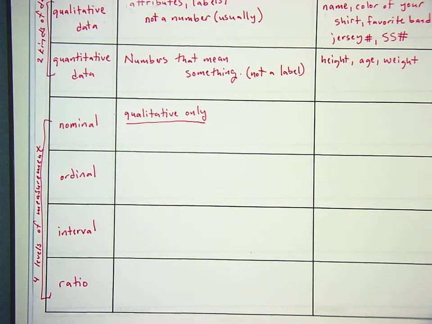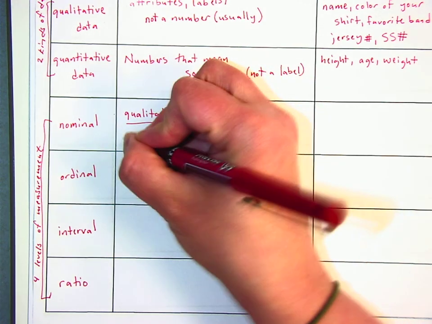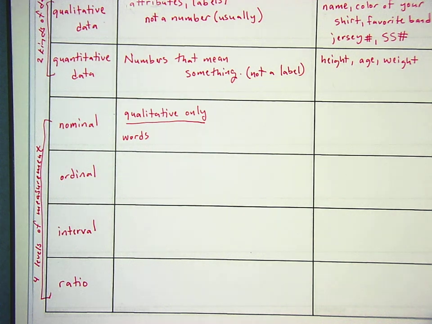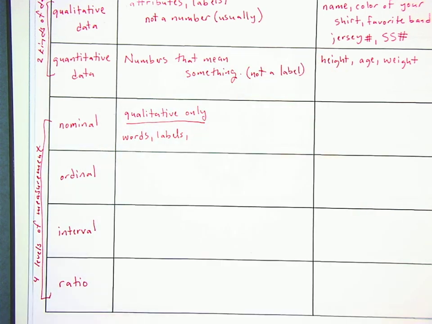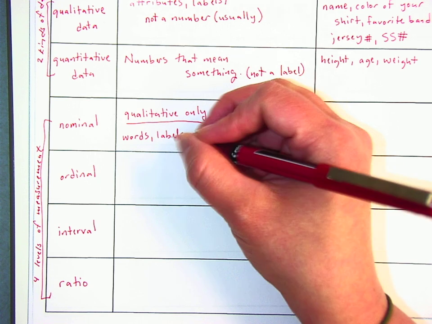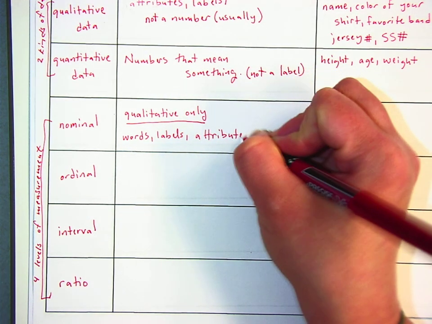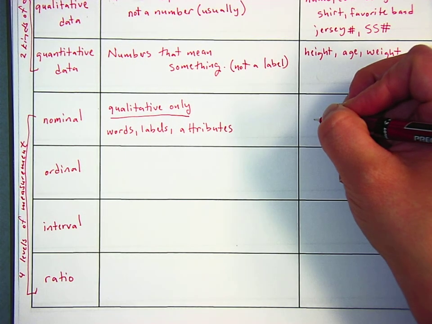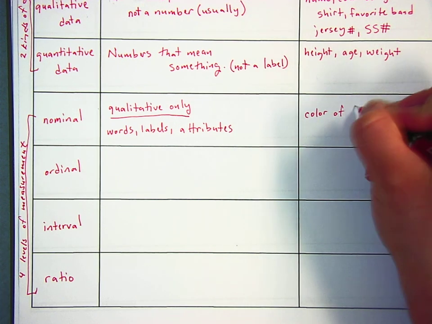Nominal is essentially almost all words, not necessarily numbers, labels, that kind of thing. Words, labels, attributes, almost exclusively qualitative. So let's say we're talking about something about a person coming to school. Like the color of their mask, that's nominal.